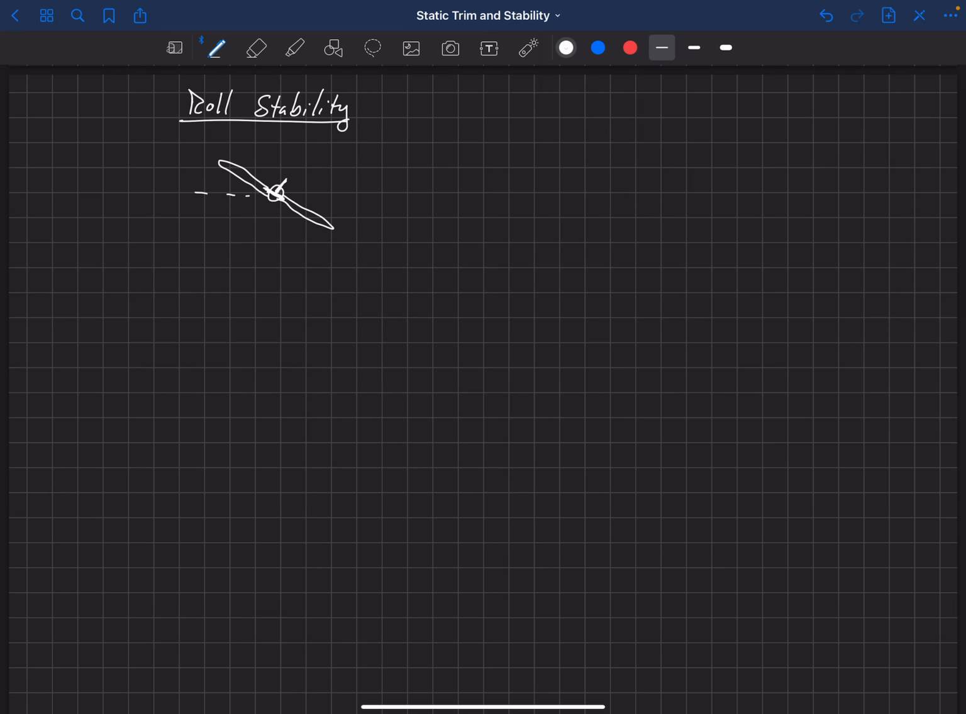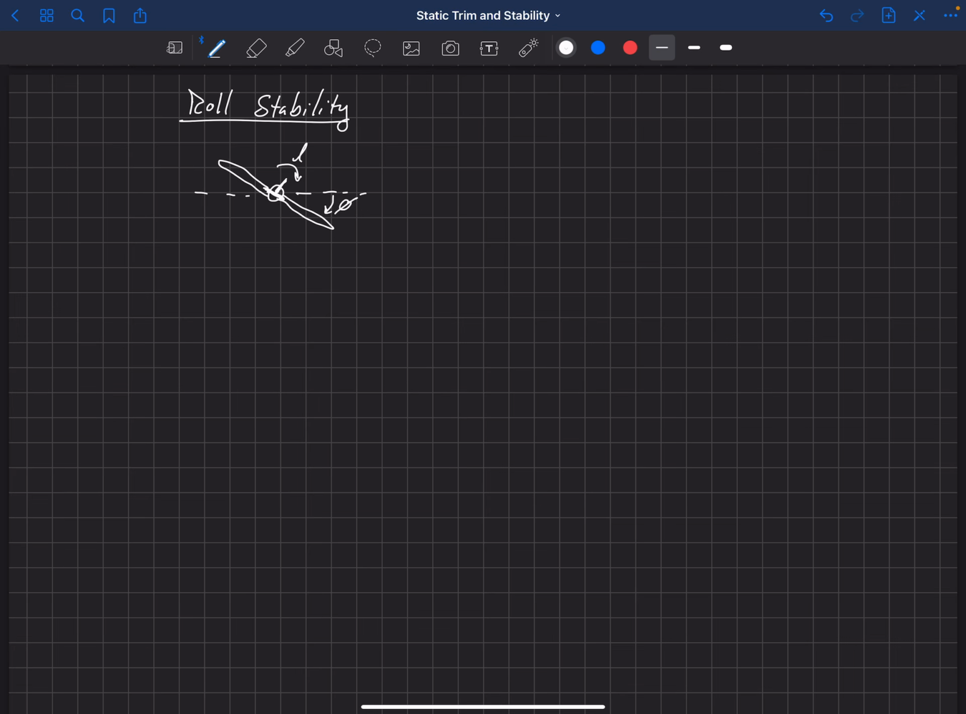A positive bank angle relative to the horizontal is defined as a right wing down. Okay, and a positive rolling moment with our thumb out the nose is in that direction. So positive rolling moment, positive bank angle.